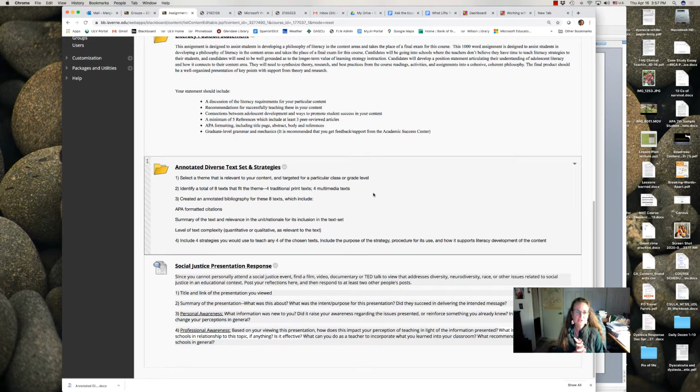The first thing is think about a theme relevant to your content and targeted for a particular class or grade level. Identify a total of 8 texts that fit that theme, which would include 4 traditional print texts and 4 multimedia texts. Create an annotated bibliography for these texts, which include APA 7th edition formatted citations, a summary of the text and relevance in the unit and rationale for its overall inclusion, level of text complexity, and 4 strategies you would use to teach them.